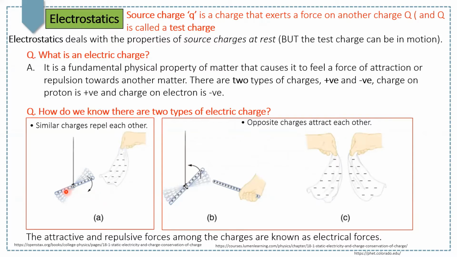In this example, when glass is rubbed with silk, the glass becomes positively charged while the silk becomes negatively charged. The glass rod is attracted to the silk because their charges are opposite. Two similarly charged glass rods repel each other. Similarly, two similarly charged silk cloths repel each other. So it means that charges of the same nature repel each other and charges of opposite nature attract each other. These attractive and repulsive forces among the charges are called electrical forces.